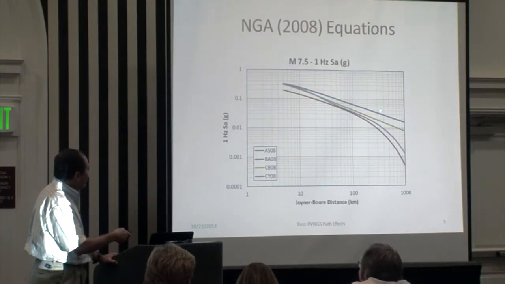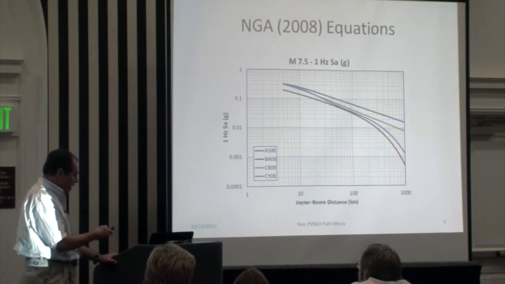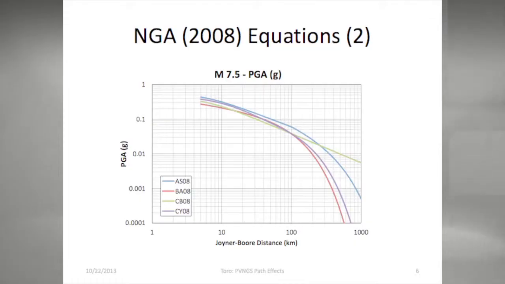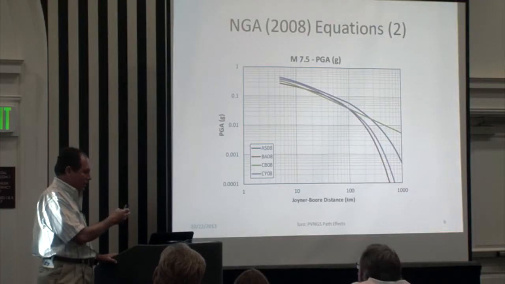You also see that the others are off by roughly a factor of 2, maybe more, in this distance range of interest. We look at another case, still 7.5 PGA, very much the same kind of behavior. Now I'm going to show you what we did to make a workable model out of this.